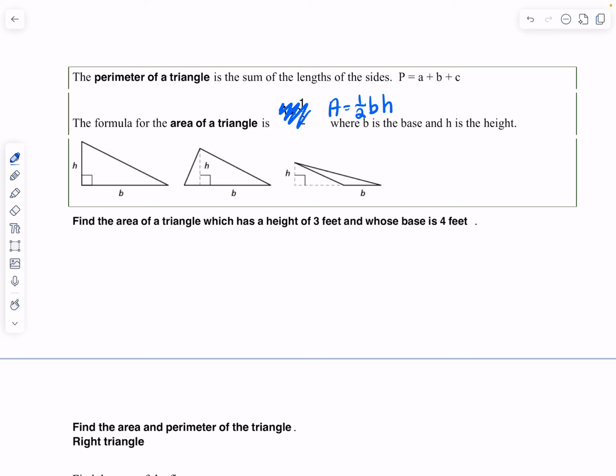Okay, so find the area of the triangle which has a height of 3 and whose base is 4. Okay, so I'm just going to draw a triangle out.